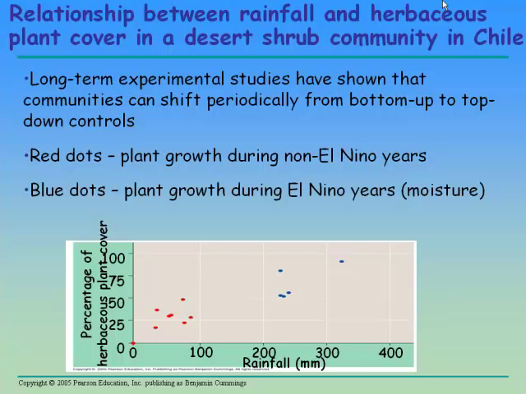Okay, percentage of herbaceous plant cover and rainfall over here. Blue dots, El Niño years, a lot more moisture, percentage of herbaceous plant cover. So it shifted from bottom-up to top-down.